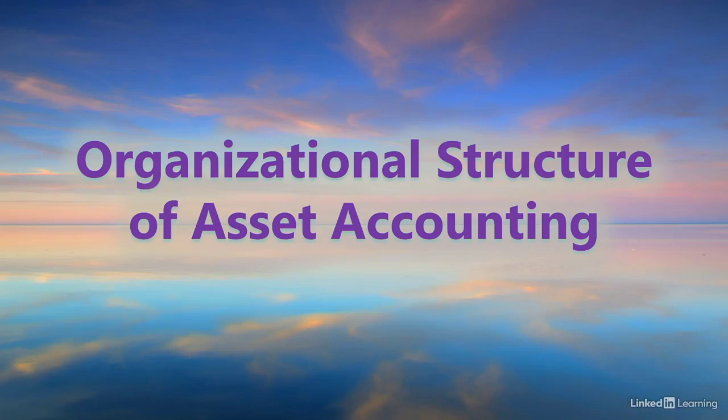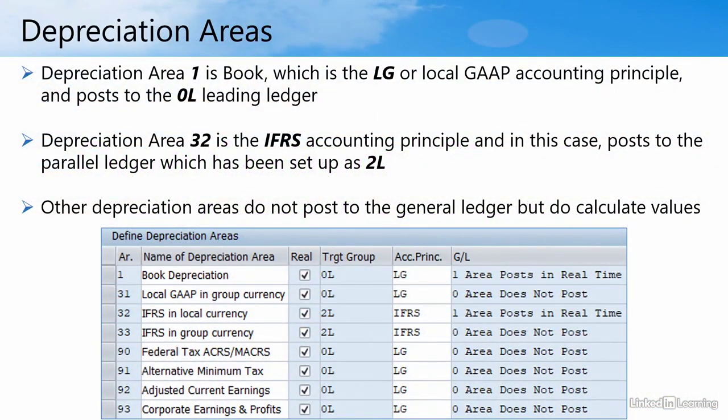This lesson explains the structure of asset accounting and the key terms that you need to know before we start. Organisations often produce accounts under different accounting principles, such as local GAAP or IFRS. This can be done in S/4HANA Finance by creating additional ledgers. In asset accounting, you may have additional requirements for management accounting and tax purposes.